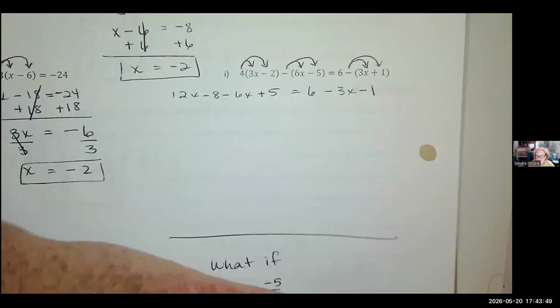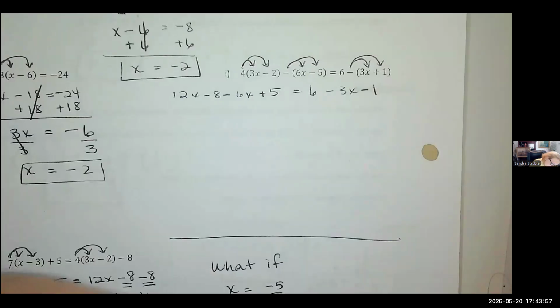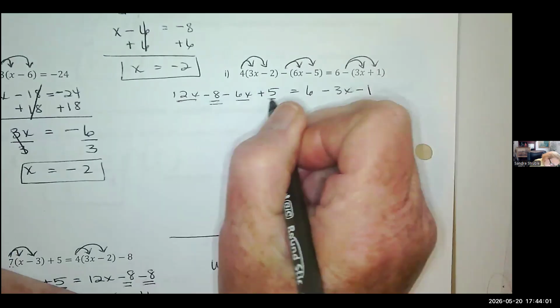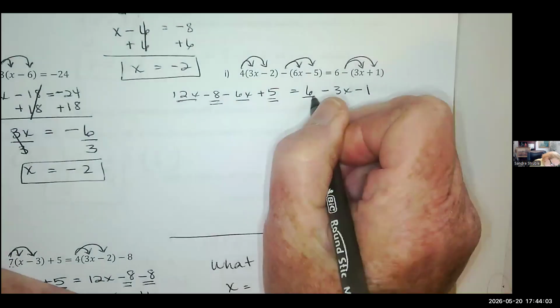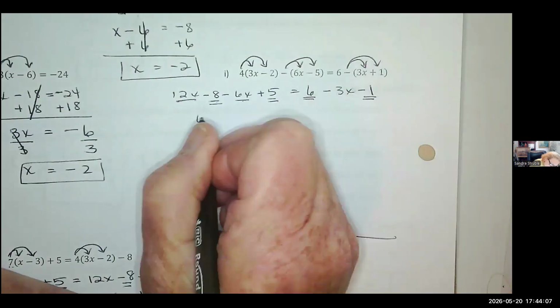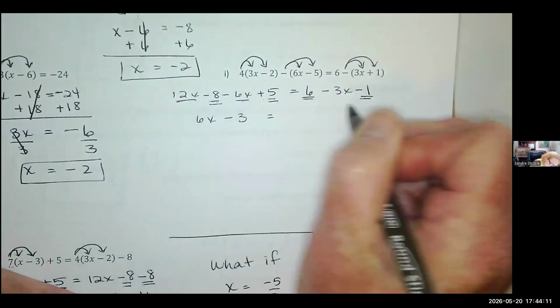Now, combine like terms on both sides before you start moving stuff around. I'm going to combine my x's, my constants, and then my constants. 12x minus 6x is 6x. -8 plus 5 is -3. 6 minus 1 is 5, minus 3x.